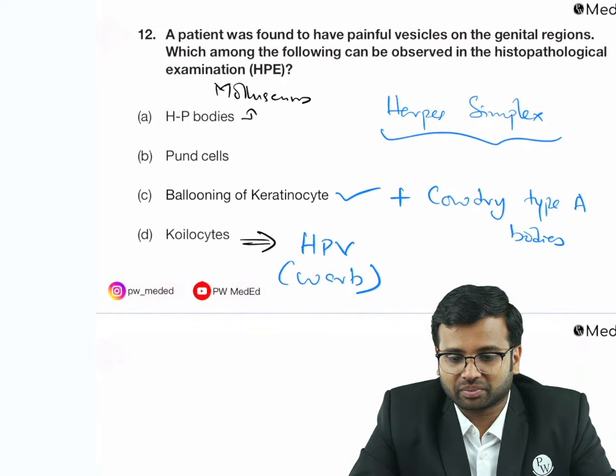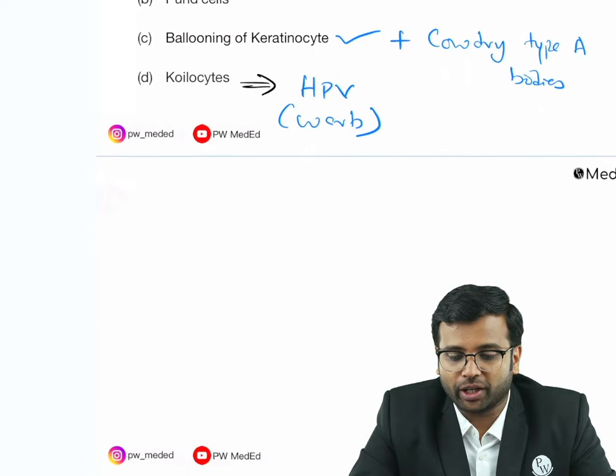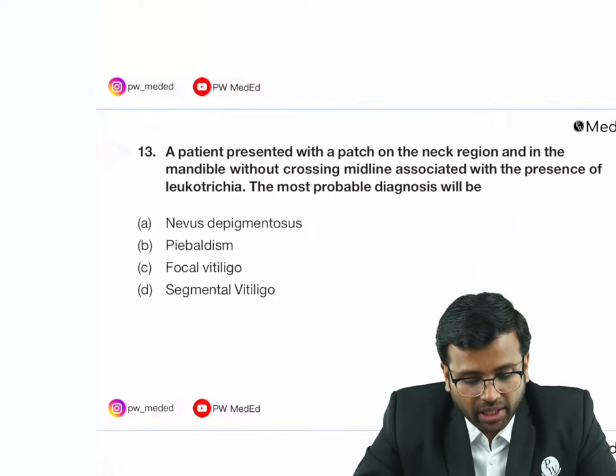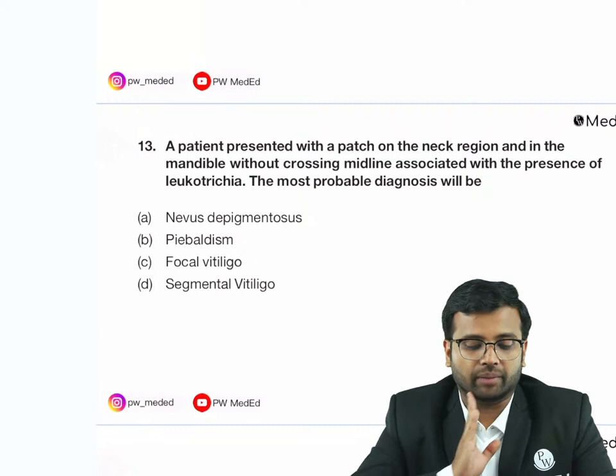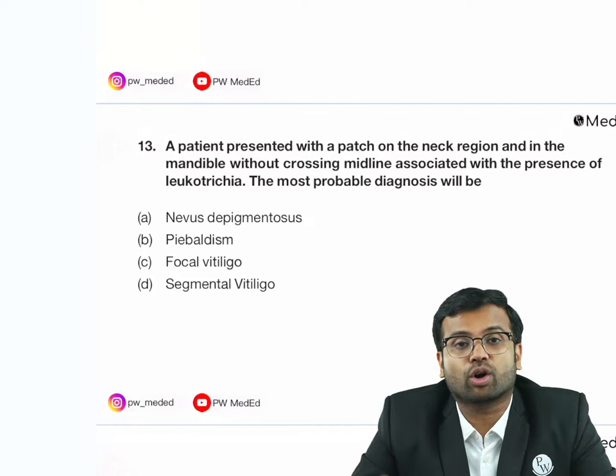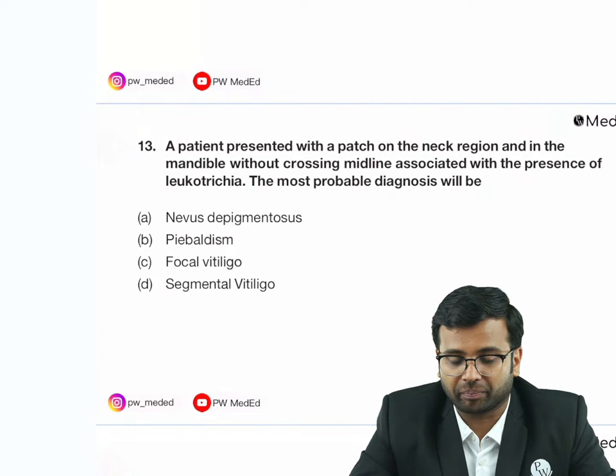So in this one, the right answer would be ballooning of keratinocytes. So just going further, a patient presented with a patch on the neck region and in the mandible without crossing the midline, and it is associated with the presence of leukotrichia. The most probable diagnosis would be, so what is the most probable diagnosis here?